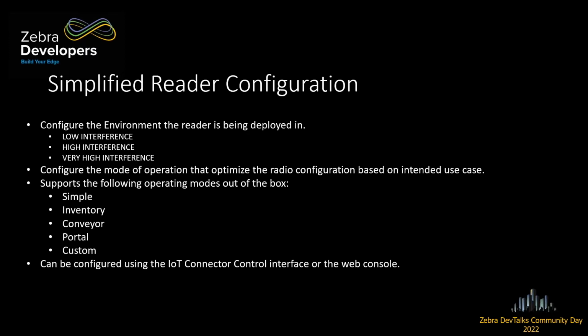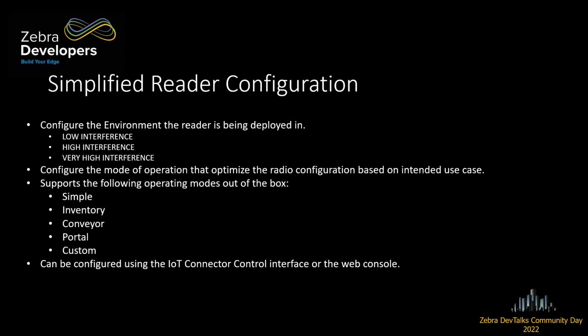So this environment configuration is also possible to be made via the operating mode, so that you can configure the environment configuration as part of the operating mode configuration. And like I said, for the operating mode itself, there are 4 default out-of-the-box operating modes supported, and there is one custom mode, which is an expert level or advanced level operating mode. The 4 operating modes supported are simple, inventory, conveyor, and portal. These are targeted towards various different kinds of use cases.